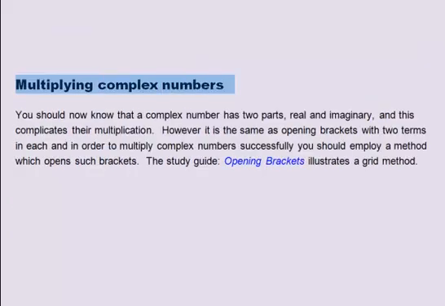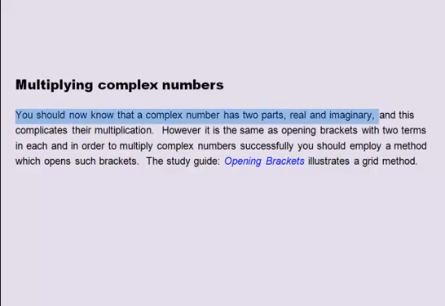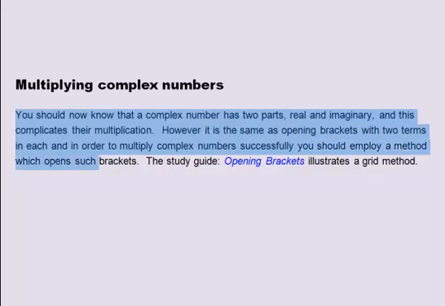Multiplying complex numbers. You should know that a complex number has two parts, real and imaginary, and this complicates their multiplication. However, it is the same as opening brackets with two terms in each, and in order to multiply complex numbers successfully, you should employ a method which opens such brackets. The study guide, opening brackets, illustrates a grid method.